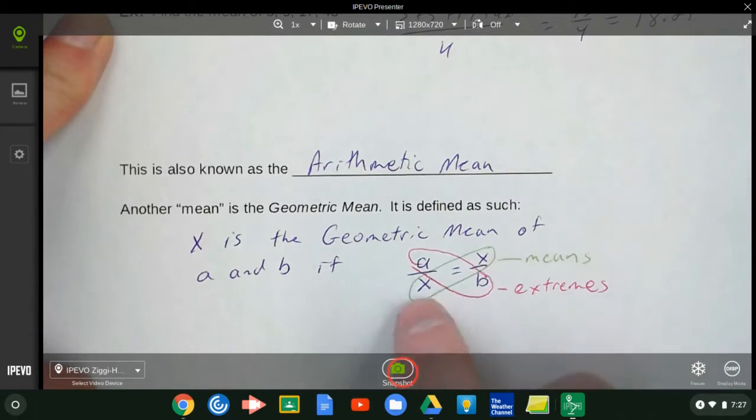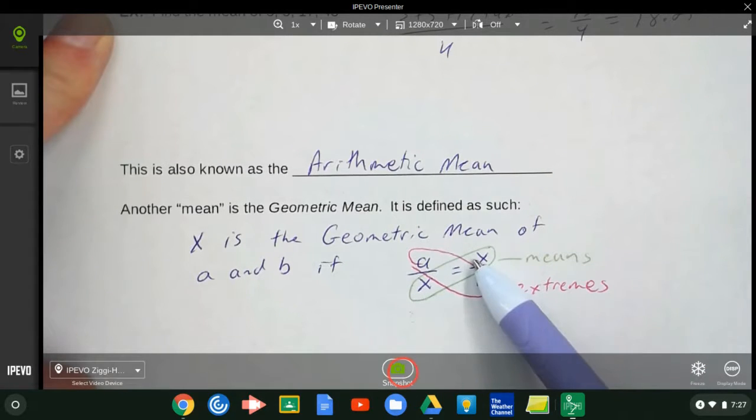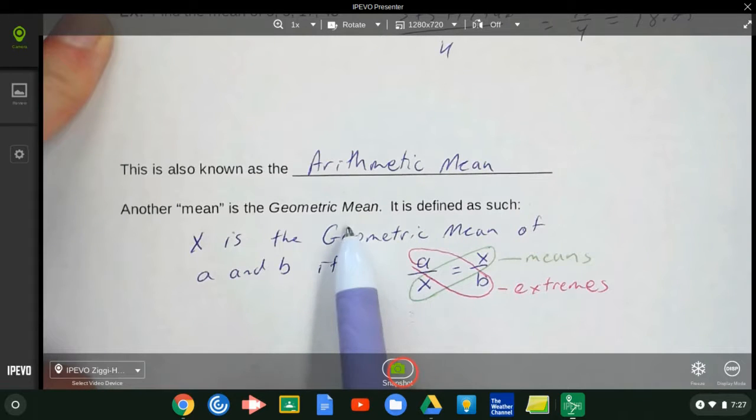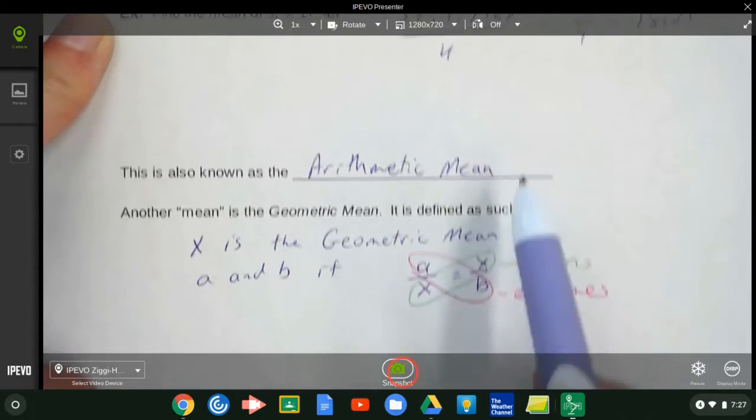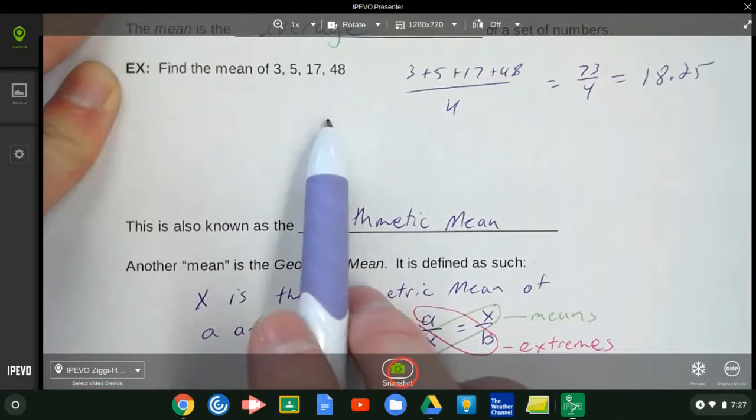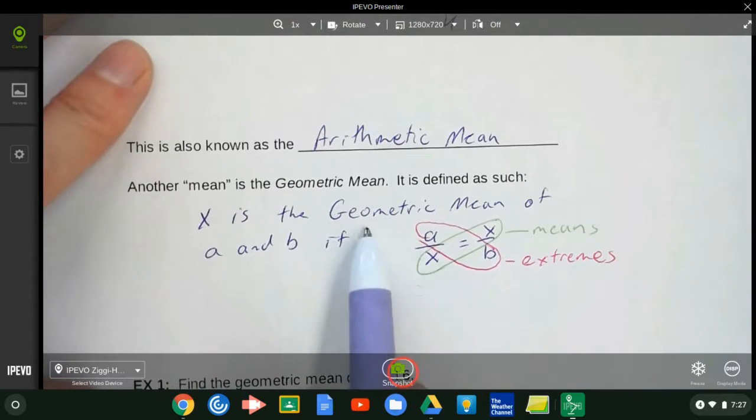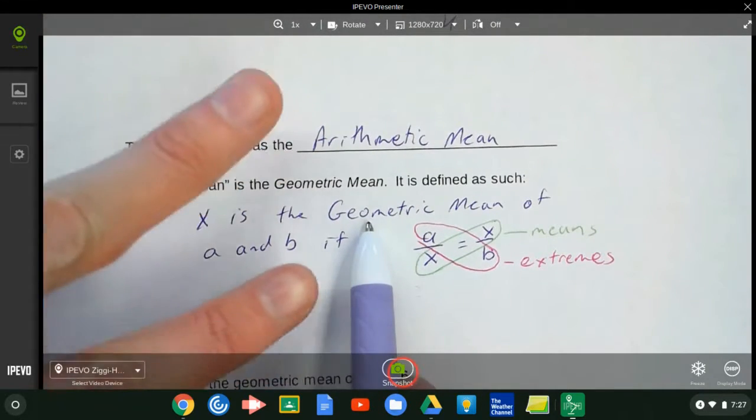The means are the same number, okay? So basically, anytime we need to find the geometric mean, we put that unknown into our x position here and the other two numbers. Geometric means are only between two numbers, as opposed to the arithmetic mean, which can have an unlimited set of numbers. The geometric mean is always between two numbers.